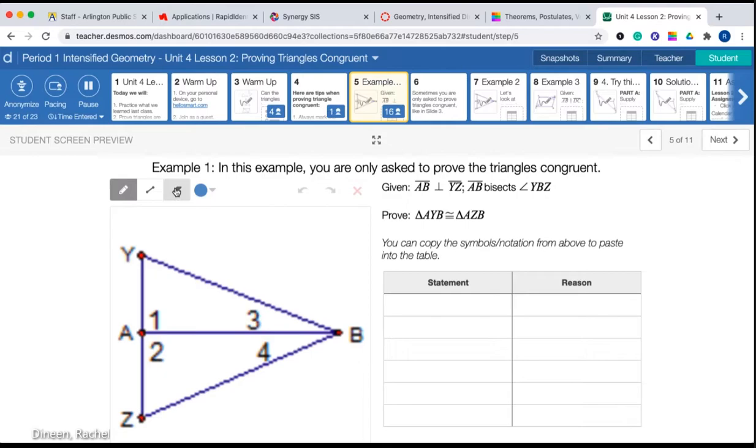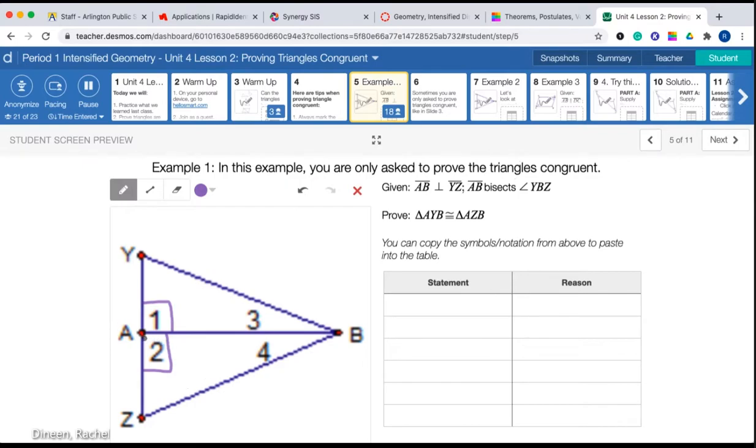So first things first, we need to mark up the diagram with our given information. So segment AB is perpendicular to YZ. So I'm going to go ahead and put a right angle on angle 1. If you want to also put a right angle on angle 2, you can go ahead and do that. All right, that's the first part of the given.